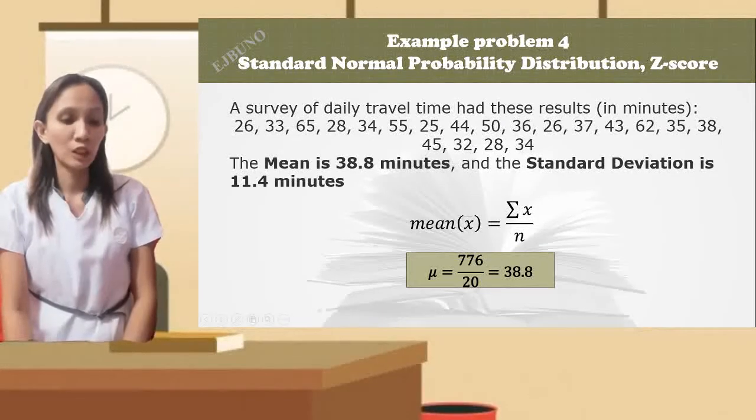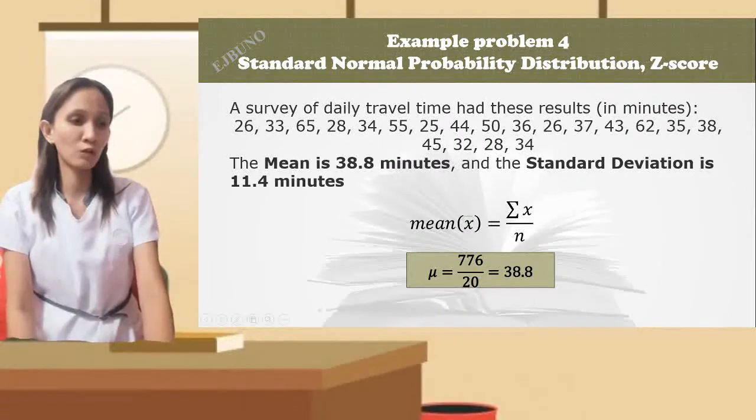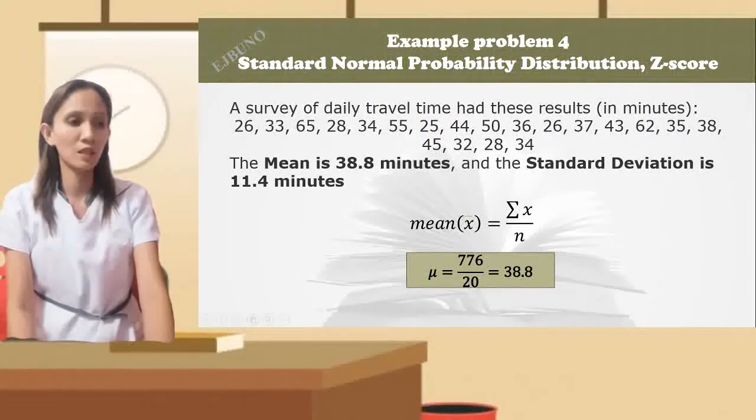But we are going to solve for the mean so you can see how to get it. The summation of x over n, so 776 over 20, is equal to 38.8 minutes. That is our mean.